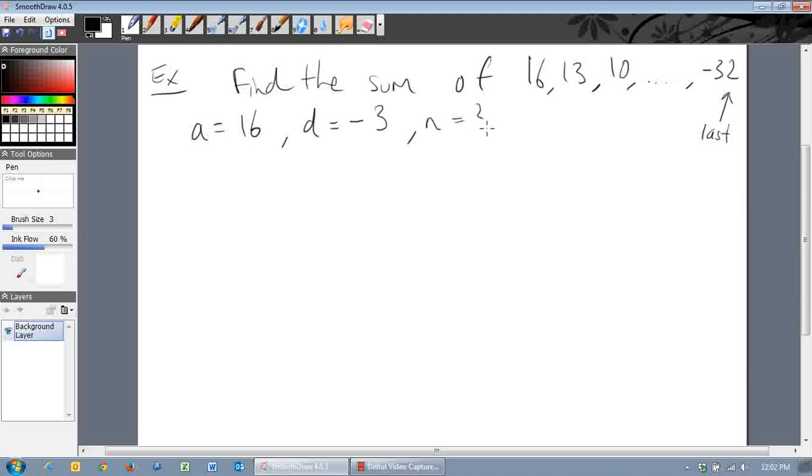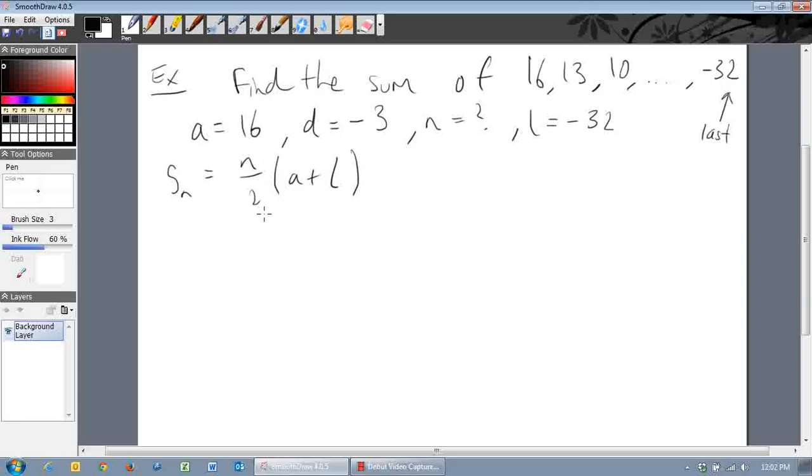Do we know the number of terms? No, we actually don't know the number of terms, which is really annoying because n is like the cornerstone of what we do in sequences and series. But we do know that the last term is negative 32. Looking at our formula, Sn equals, now we know our last term, so we want to use this formula. But the problem is that we don't know n.